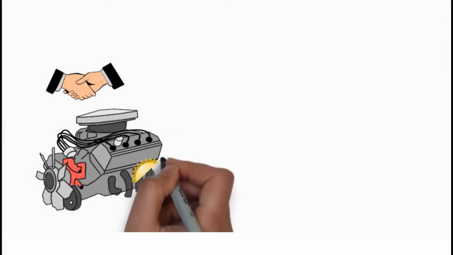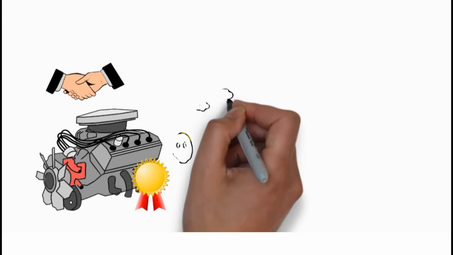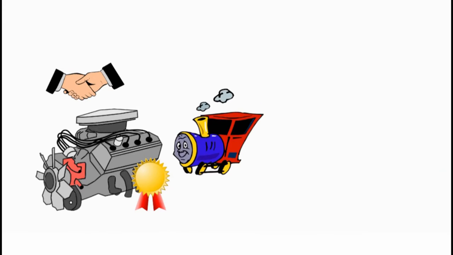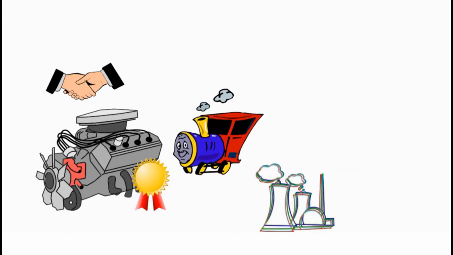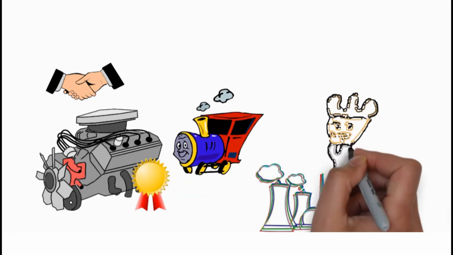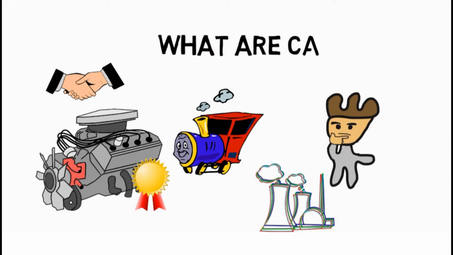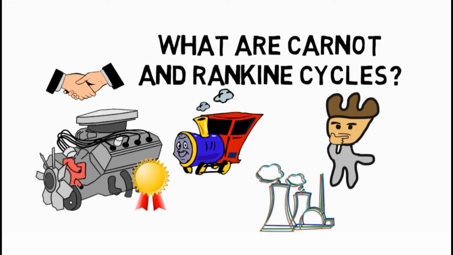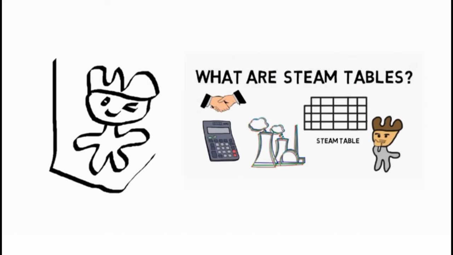The Carnot cycle is the most efficient heat engine, and the Rankine cycle is what powered the steam engines of the past and the thermal power plants of the present. This makes us wonder, what are Carnot and Rankine cycles? Before we jump in, check out the previous part of this series to learn about what steam tables are.